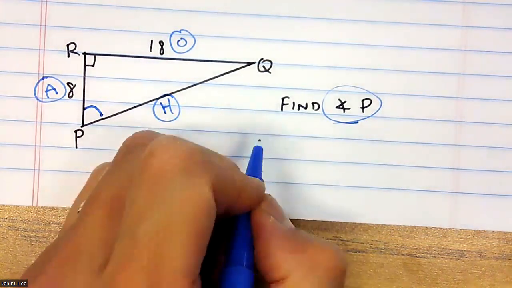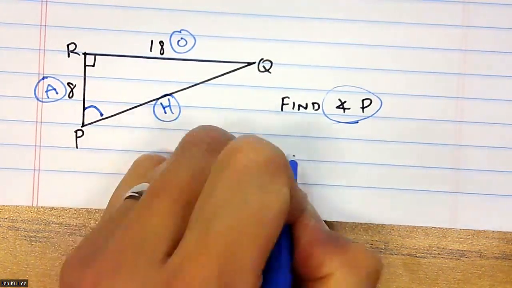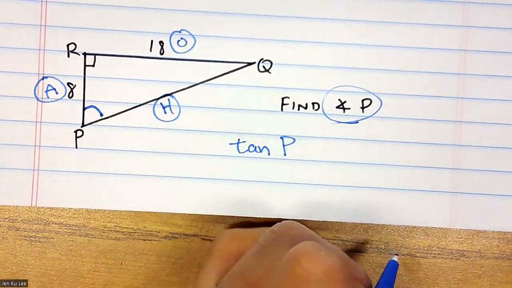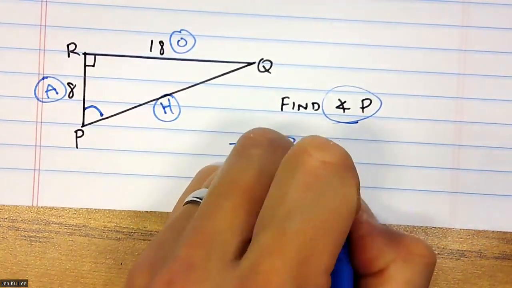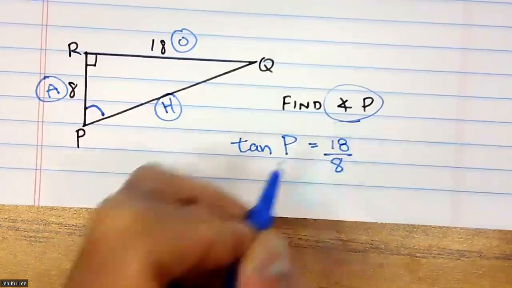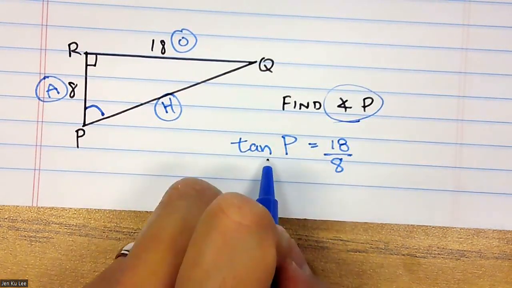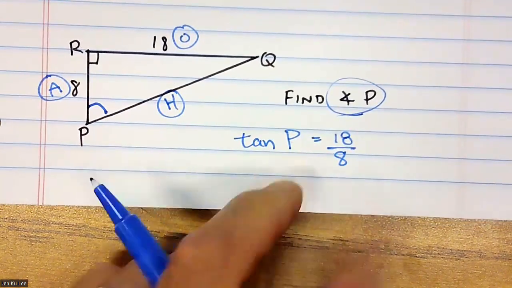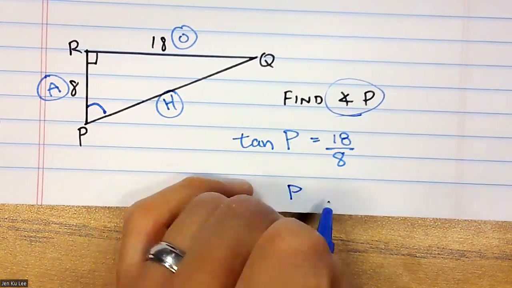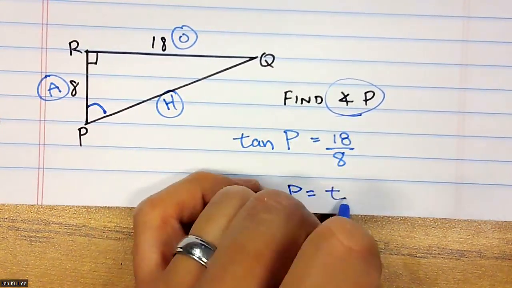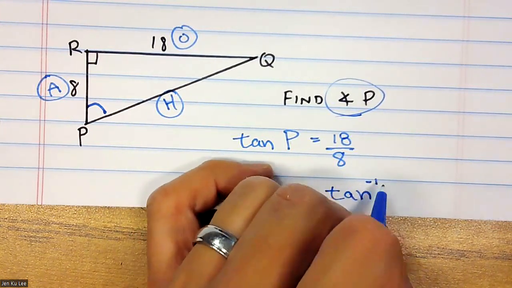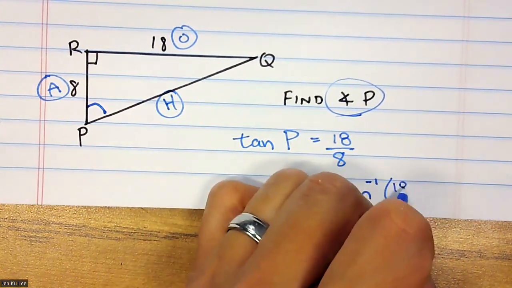Tangent. Okay, so the tangent of P is going to equal 18 over 8. And we're actually done with the math. We just have to plug it into our calculator, because how we figure out what P is, right? We're going to get the inverse of tangent.